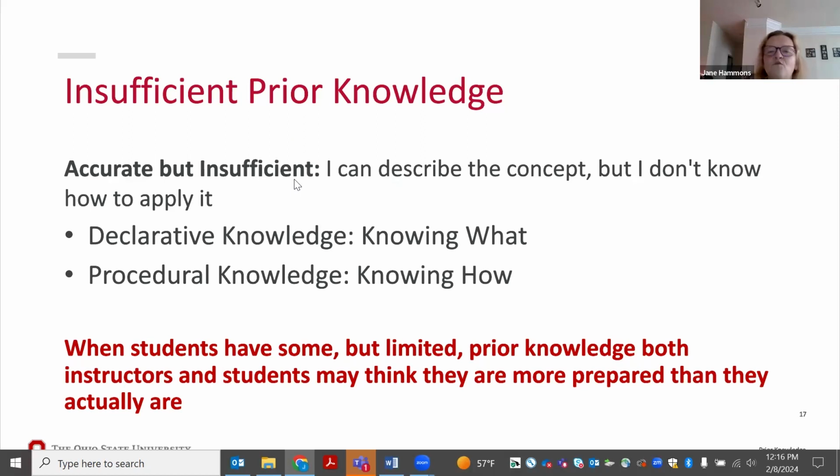So there's an example of one type of prior knowledge that students might have. They might have knowledge that is accurate, but just is not sufficient to allow them to really be able to do anything effectively with that knowledge.